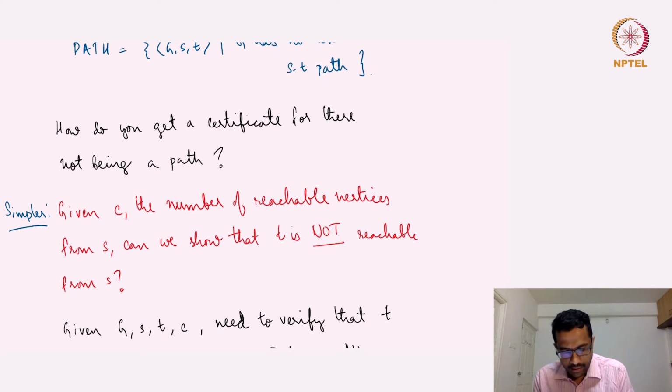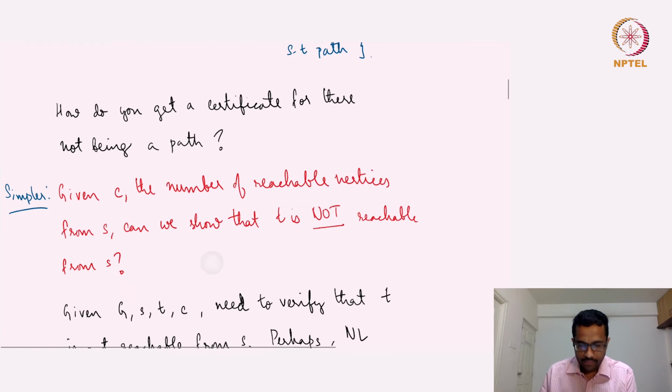So first, in this particular part of this lecture, we will answer a slightly different question. The question being, given C, where C is the count of the number of reachable vertices from S, let us say from S you can reach 10 vertices, so C is the number of vertices reachable from S. Now can we show that T is not reachable from S? Again it's exactly the same problem, except that we are giving an extra bit of information, which is the count of reachable vertices from S. Suppose somebody is giving us that.